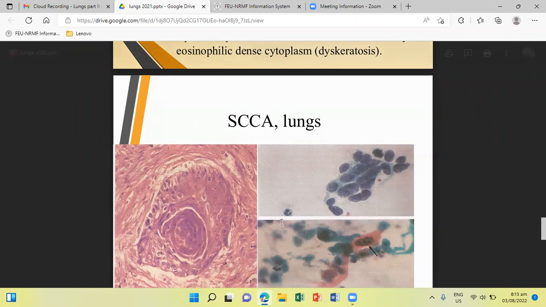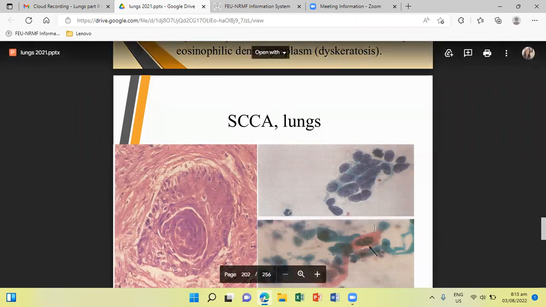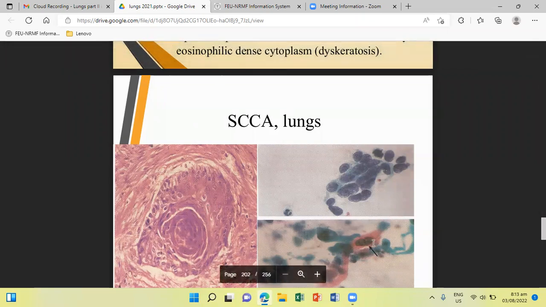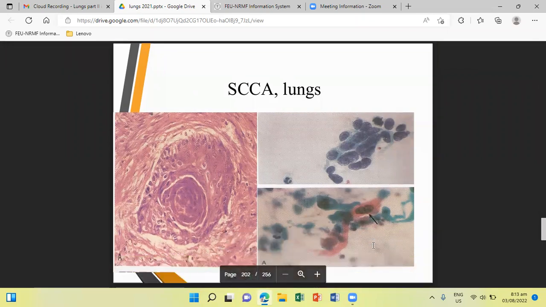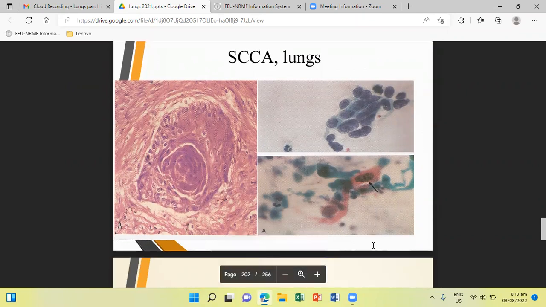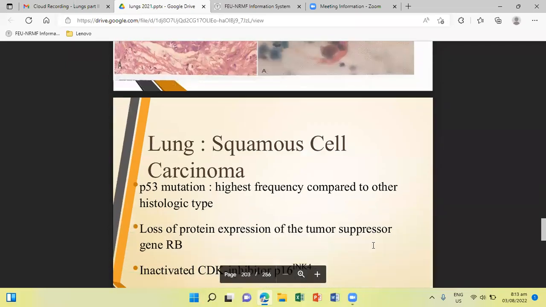And the evidence of keratinization, if this is on tissue, on cytology would appear as orangophilic cytoplasm like this. So as you can see here, the one being pointed at is actually an evidence of keratinization on cytology. They will appear as atypical cells with markedly eosinophilic dense cytoplasm. Okay.